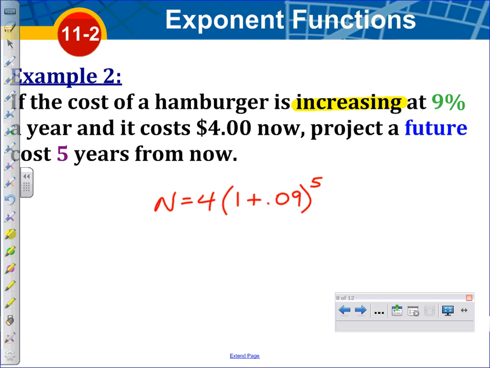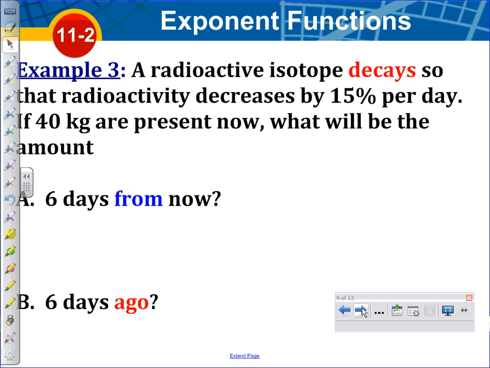Now it's, like I said, all calculator work. So we have to work from the inside out, all order of operations. 1 plus 0.09 is 1.09, and then to the 5th power. You can type that in your calculator just the way you see it, using a caret for the 5. Or you could take 1.09 to the 5th power and then multiply it by 4. Either way, you should get an approximate cost in 5 years of $6.15 for your hamburger. And there you go. All right.